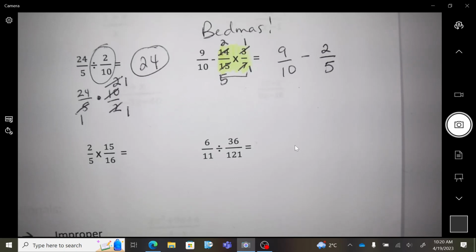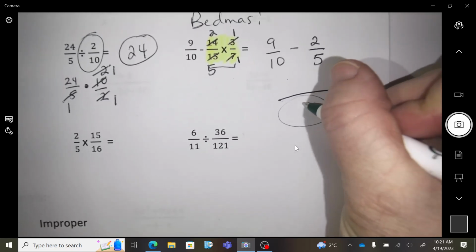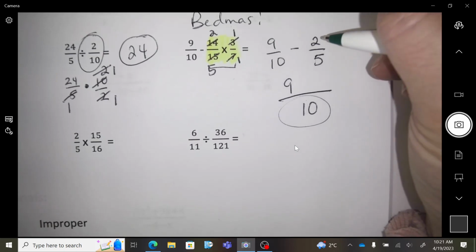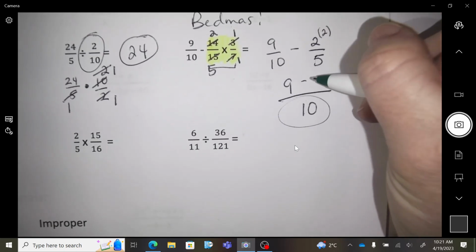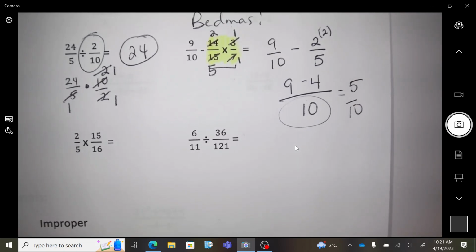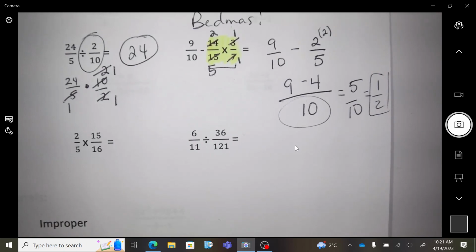Now I'm going to do the subtract because the bed mass, I had to do the multiply. So I would need a common denominator. So what is the denominator number to pick here? 10. So 9 stays put. And this would times by 2. So 9 minus 4 is 5/10, which is now 1/2. So all that came out to 1/2. And we didn't even touch our calculator to do it. Hopefully you didn't.